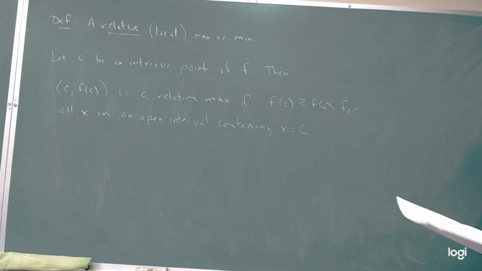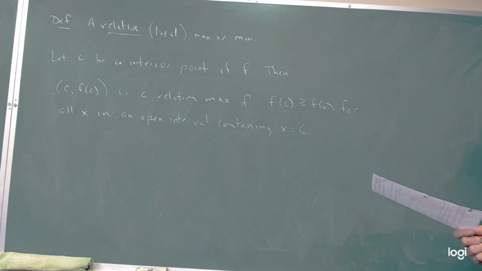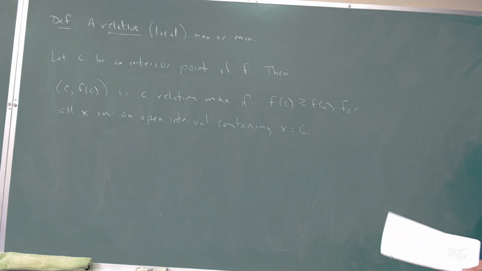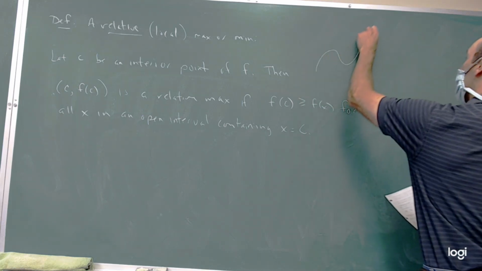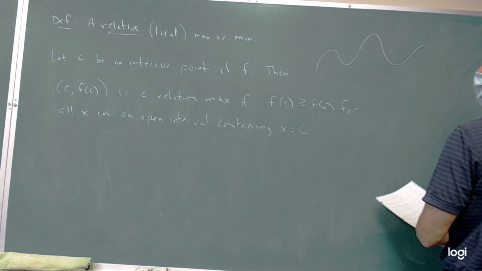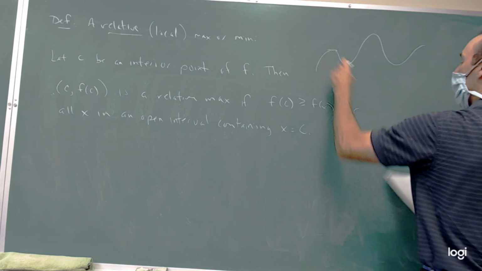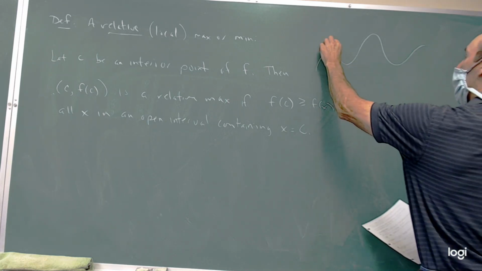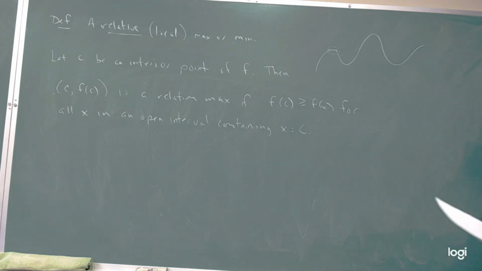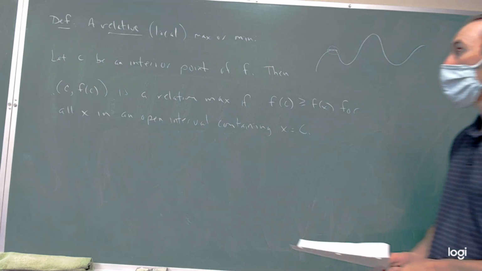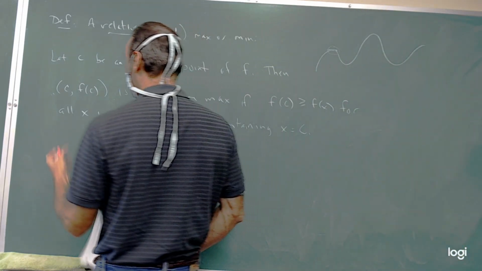So a relative maximum does not claim to be the largest y value of the whole function. It's not the highest mountain in the mountain range. It's just one of the peaks in the range. So the idea is if you have a function that does something like that, then any point in here is going to have the largest y value, at least in some little region around there. And that qualifies to be a relative maximum, not absolute.